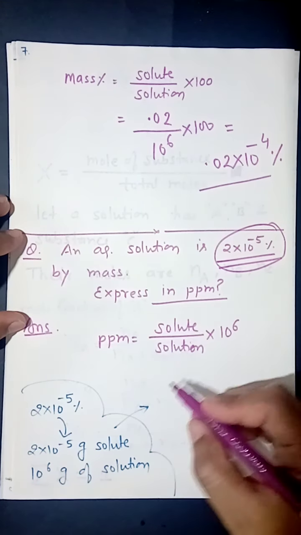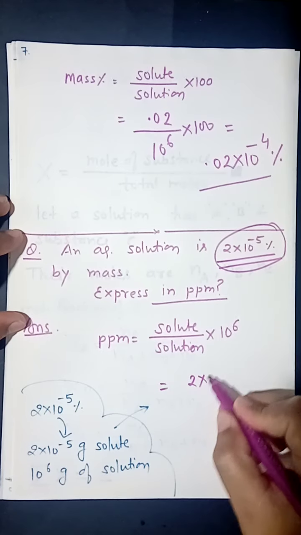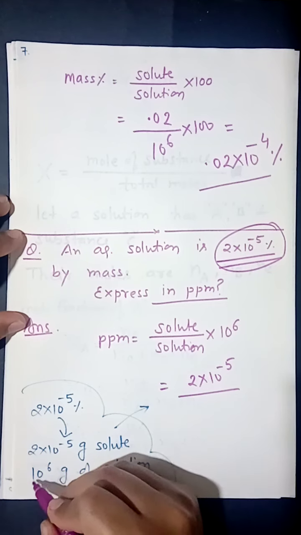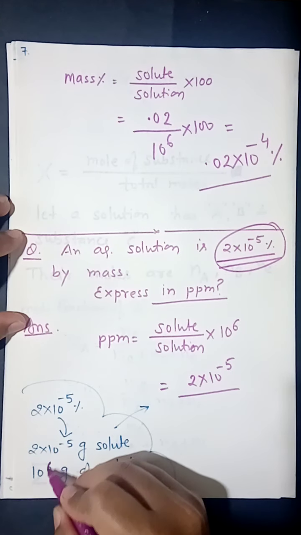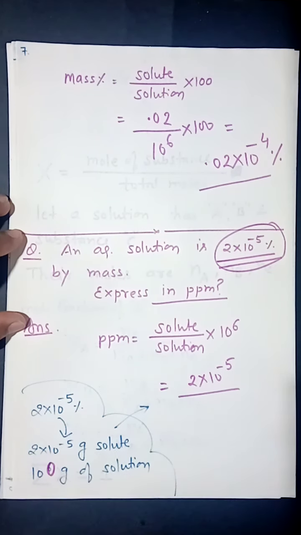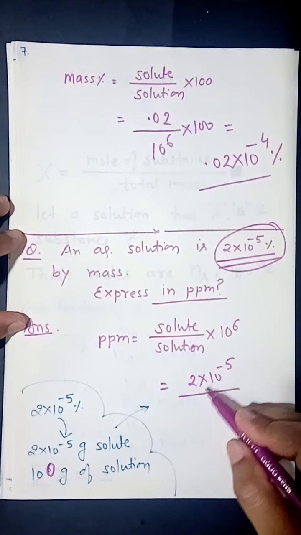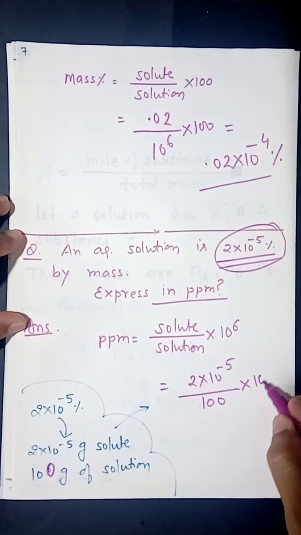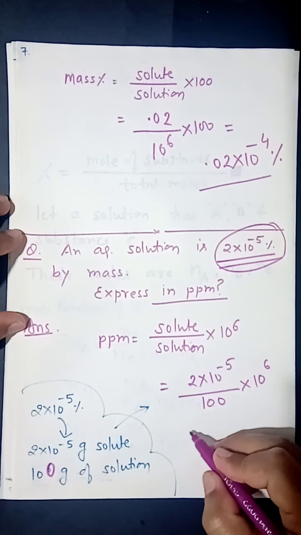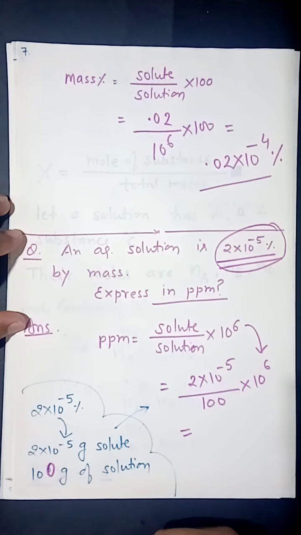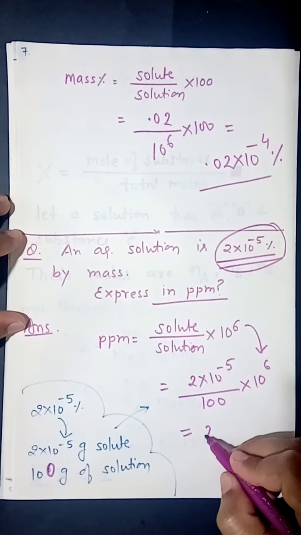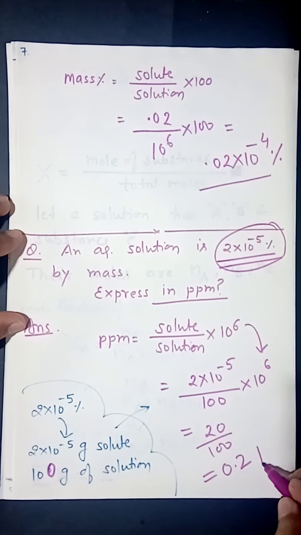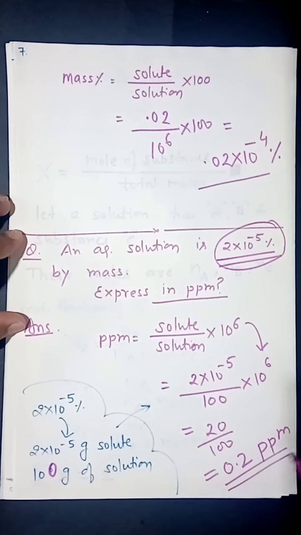So put the values here. Solute is 2 into 10 raised to power minus 5. Solution is here, sorry, it's not 10 to the power 6, it should be 100 gram because it is percent. So mass of solute is 2 into 10 to the power minus 5. Mass of solution is 100. As per the formula, it is 10 to the power 6. Solve it, it is 20 upon 100. It means the answer is 0.2 ppm.